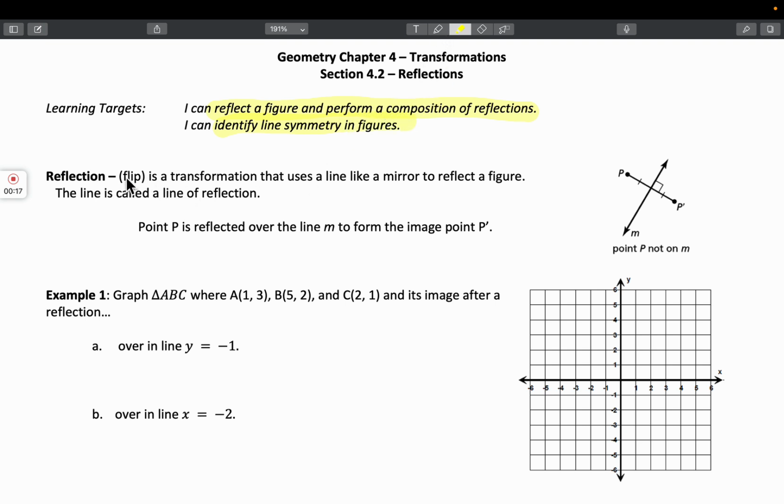The other day we said a reflection is commonly known as a flip. It is a transformation that uses a line, like a mirror, to reflect a figure over. This is called the reflection line, or the line of reflection.